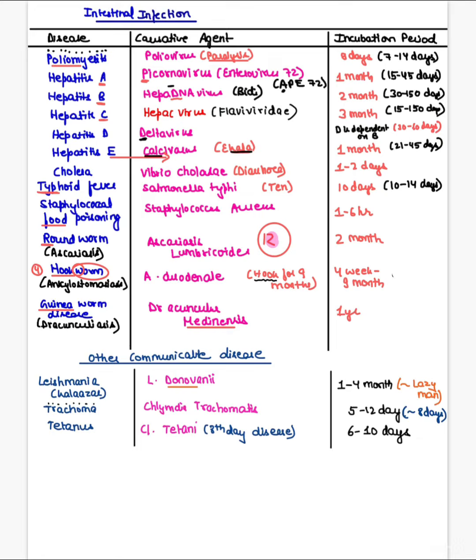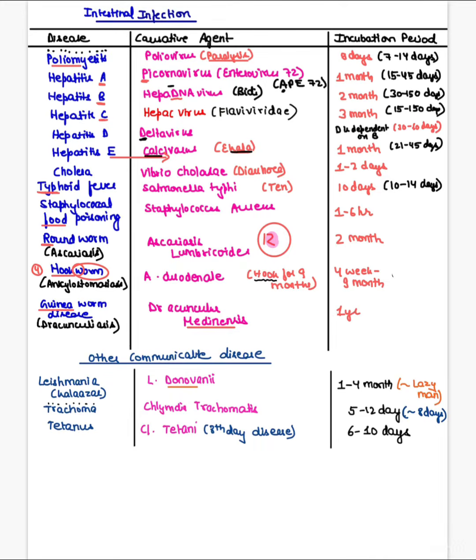Now coming on to the incubation period, guys. A 1 month, B 2 month, C 3 month. D is dependent on B, so almost the same thing, 2 month. Then E is again Akela, that is 1 month. So 1 month is 15 to 45 days, 15 days plus minus. 2 month is 60 days, that is 30 to 150 days. 3 month is approximately 90 days. D same as B, around 2 month.